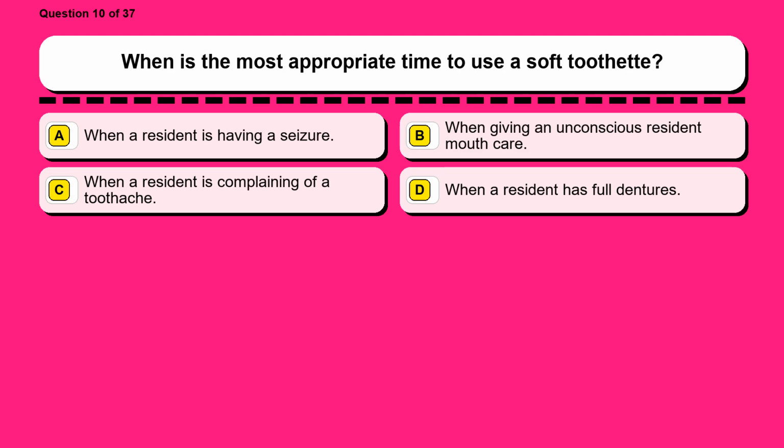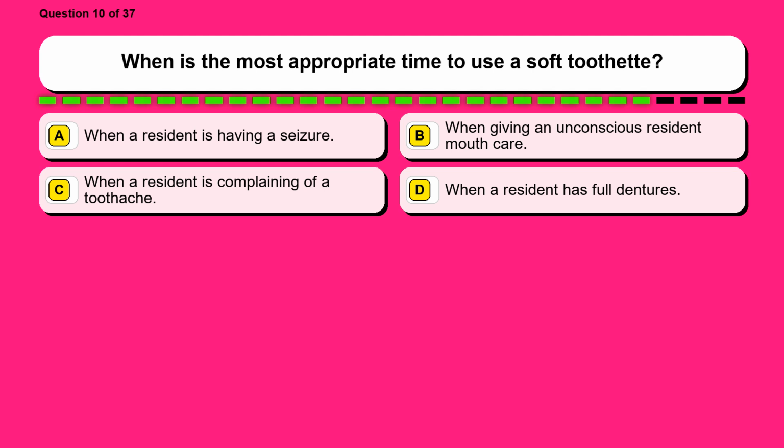Question 10. When is the most appropriate time to use a soft toothette? Option A. When a resident is having a seizure. Option B. When giving an unconscious resident mouth care. Option C. When a resident is complaining of a toothache. Option D. When a resident has full dentures.